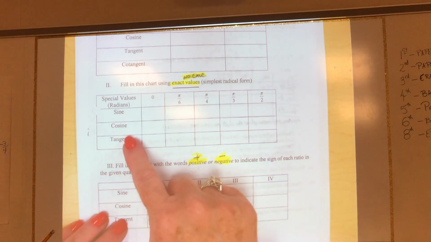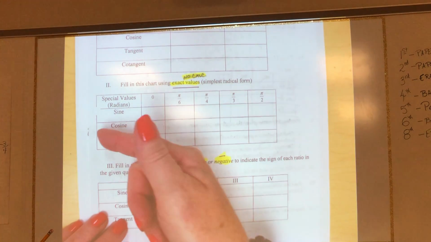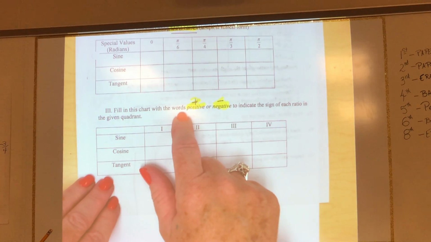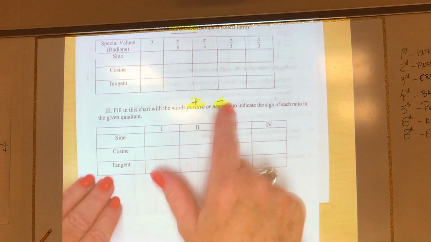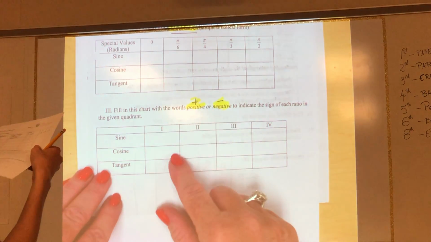Then it wants the cosine. This is the chart, but it's backwards because cosine goes this way. Down here, fill in this chart. I don't want the words. I want a plus sign or a minus sign. That's all I want. It's going to be easier for me to read.